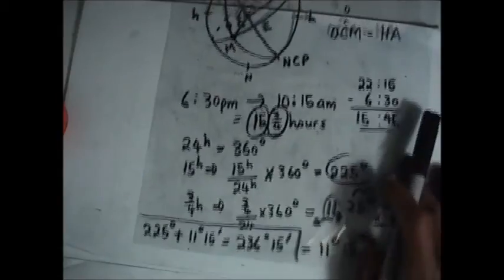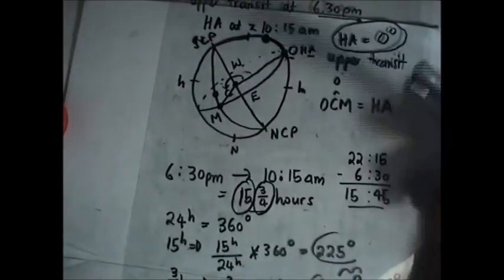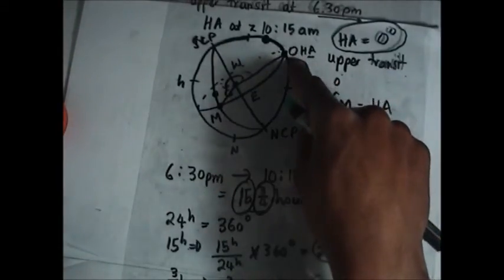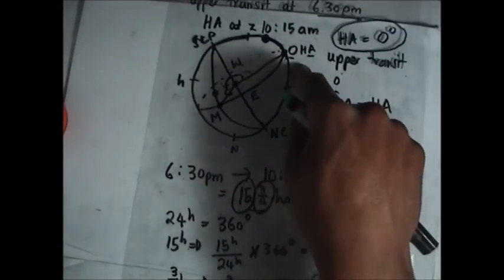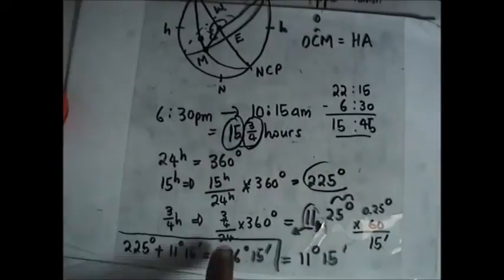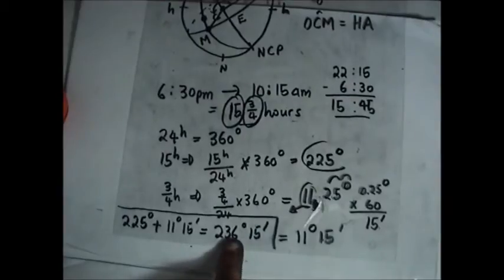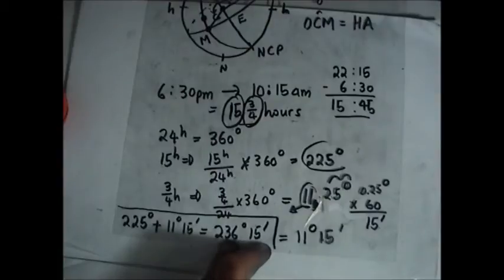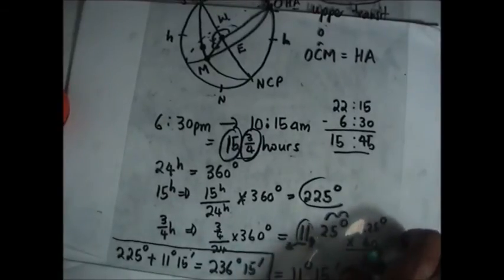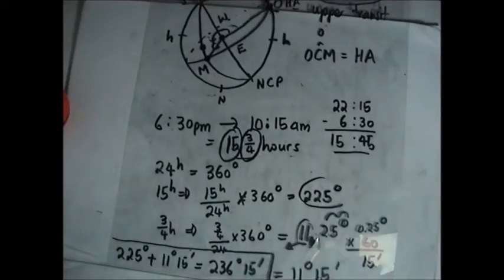That is the degrees that have been gained from upper transit, from the point where it was. But now we know that originally the hour angle was 0. So the final hour angle is going to be the original hour angle plus the degrees that have been gained. So the final hour angle is 0 plus 236. Therefore the final hour angle is just going to be 236 degrees 15 minutes. So that's how you get this hour angle at 10:15 a.m. I hope you've understood these examples.